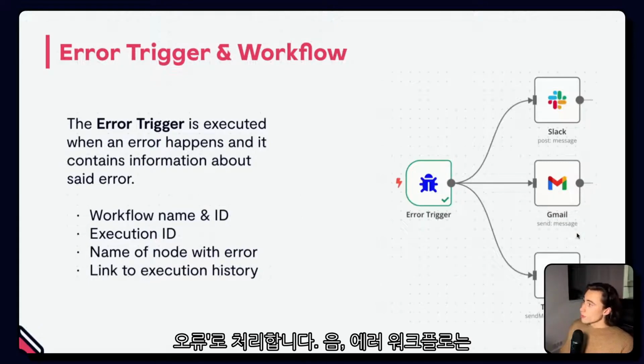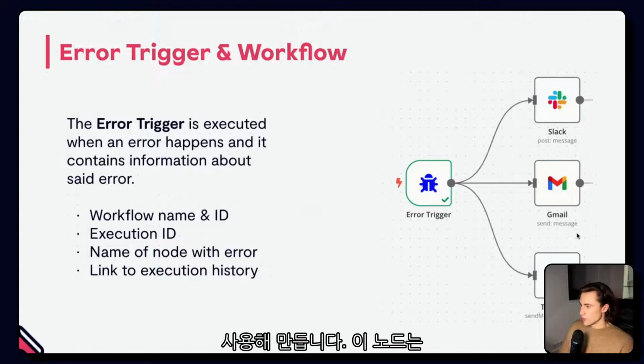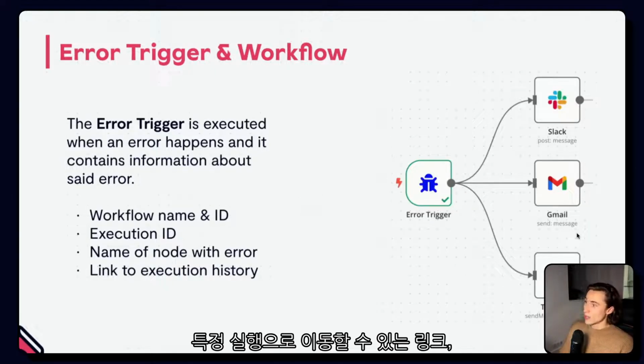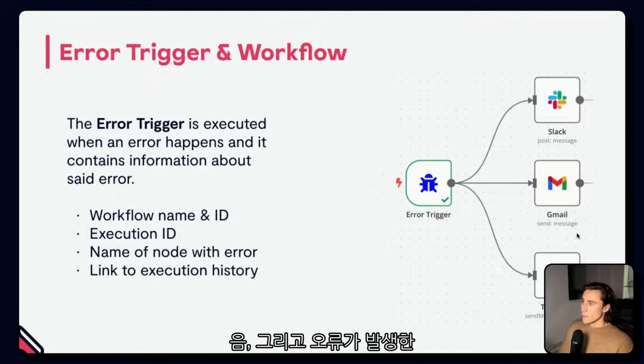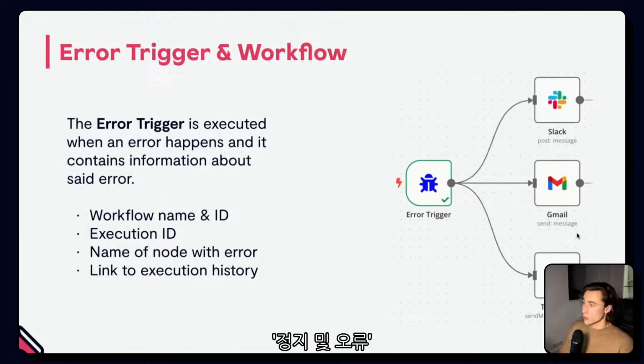The error workflow is created using the error trigger node that we'll take a look at in a second. This node will output any and all information related to the workflow. So it will contain the name and workflow ID, the execution ID, as well as the links to find that specific execution that has an error, as well as information about the node that had an error. So either a specific node or the stop and error node.